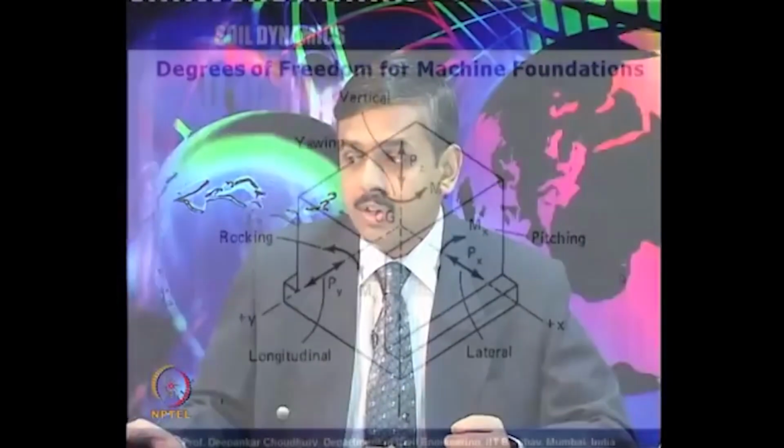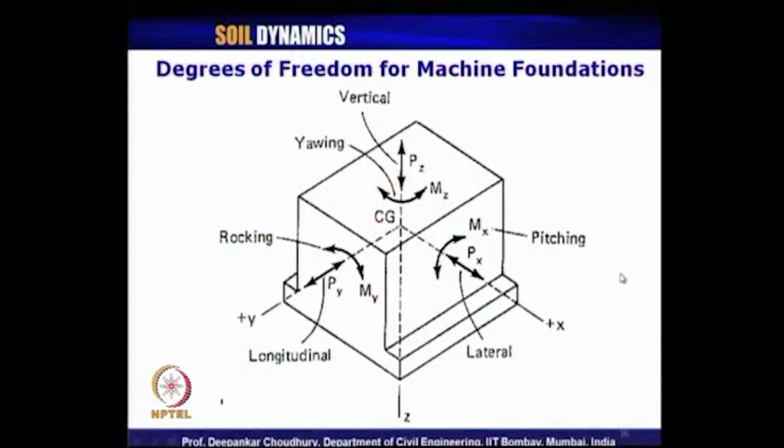So, we have to check, when we are going to design a machine foundation, what are the types of dynamic loads acting on the system and what are the possible modes of vibration. Based on that, your analysis will lead you to whether it is individual rocking, pitching, vertical or horizontal mode of vibration, or a combined effect of sliding and rocking, something like that. So, that we have to decide based on the given load conditions.